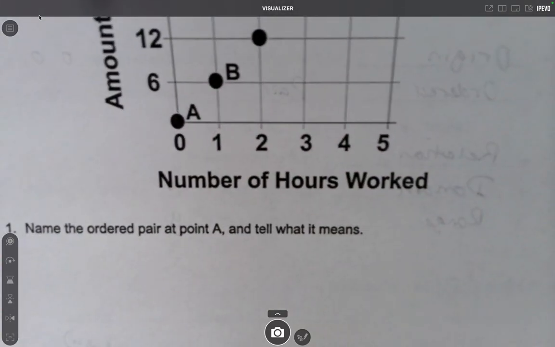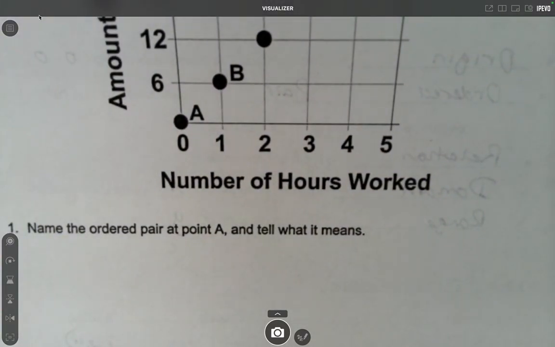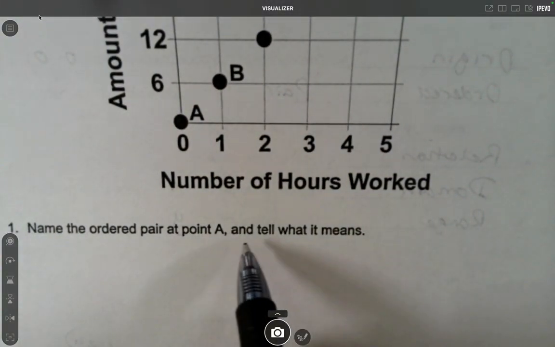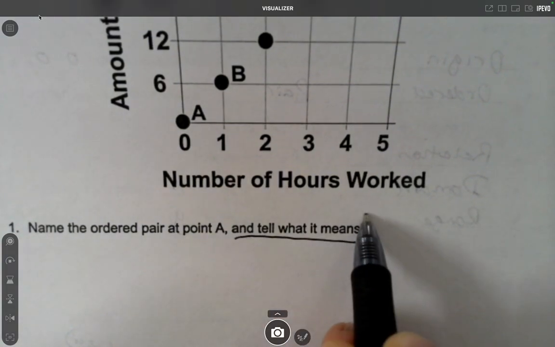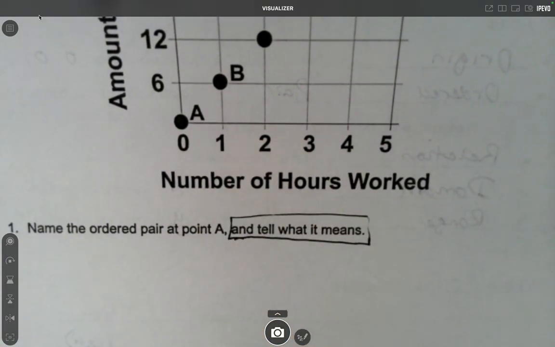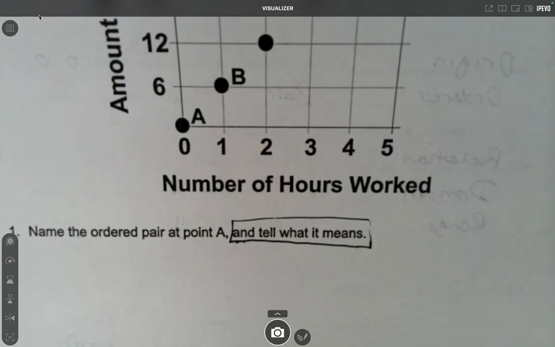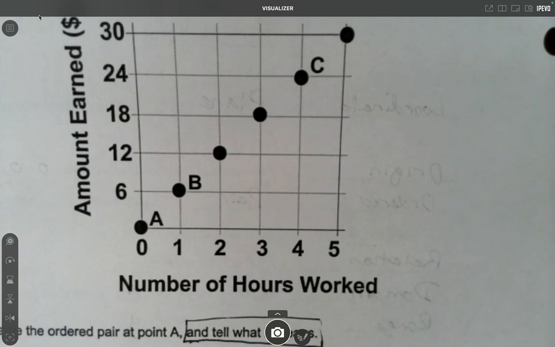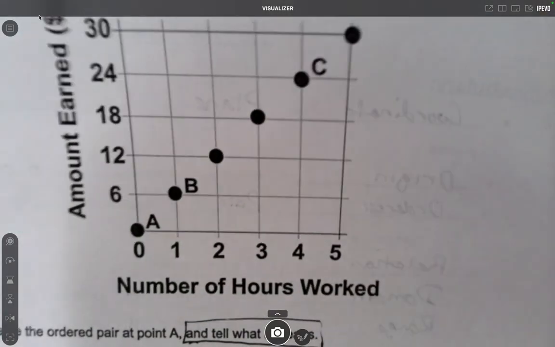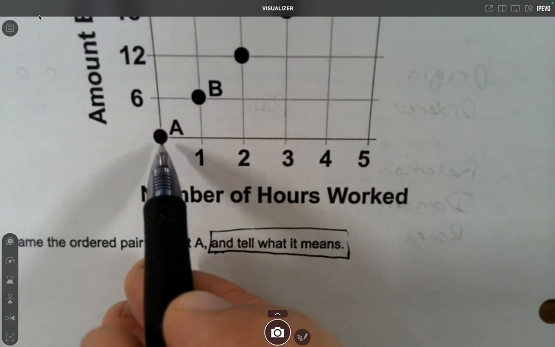So first question says, name the ordered pair at point A and tell what it means. And I think this is maybe the most important part of the lesson I want to make sure we understand. Because we don't want this to just be numbers and a grid. We want this to make sense because this really does get used in tons of industries, and there's always data that businesses and government and different things are using, and us understanding what it means when we see something like this is really important.